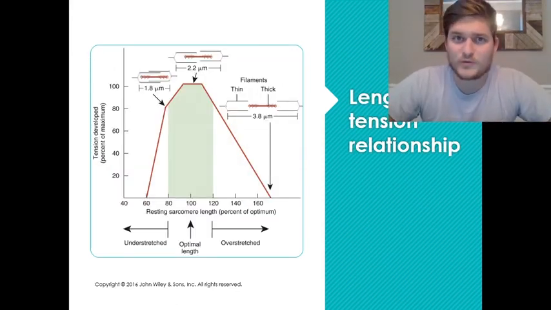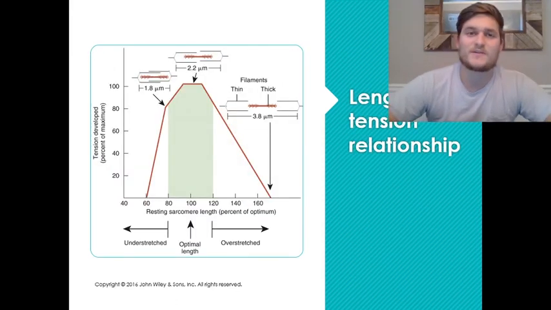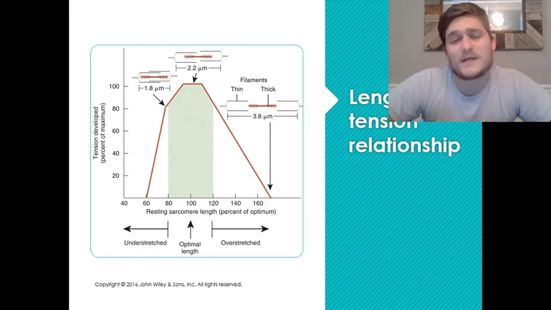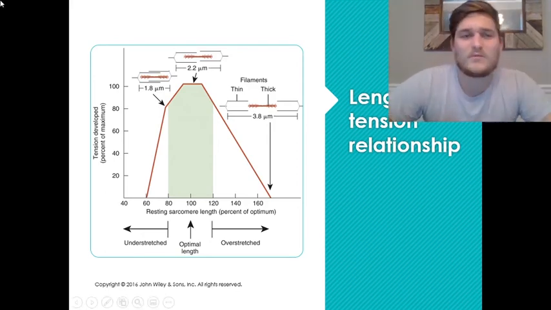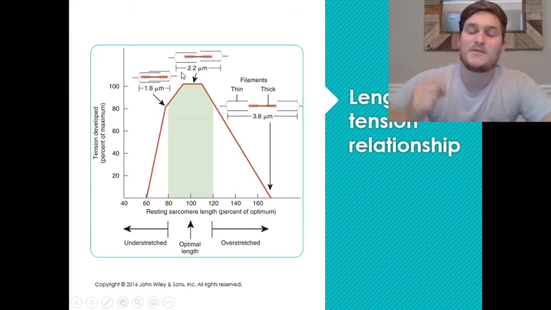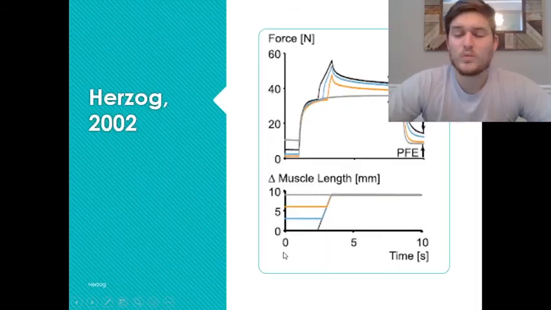Another problem with the traditional graph of the length-tension relationship is that it doesn't account for this phenomenon that happens when you actively lengthen a fiber and then do an isometric contraction. So what would happen, let's say, if we took this sarcomere at this length, and then we did an isometric contraction, but then we did an eccentric contraction, and before that muscle fiber relaxed, we did another isometric contraction. And work by Dr.